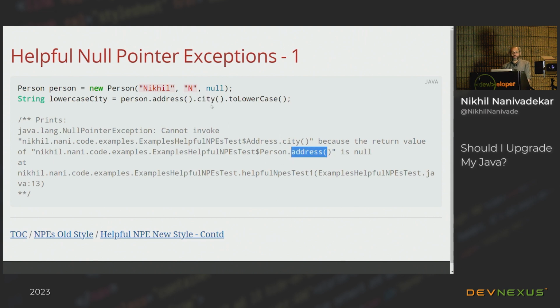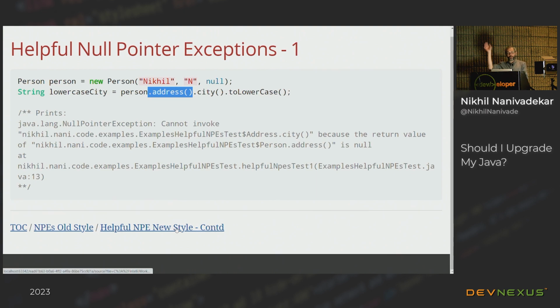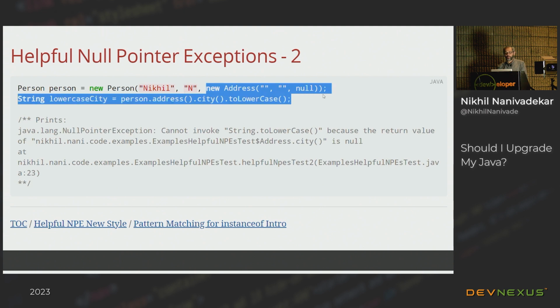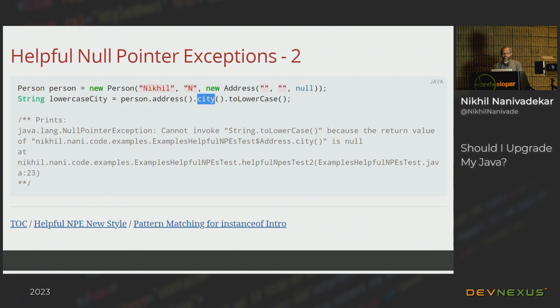So that way it tells me that, hey, this address is null, right? The return of this is null, so go fix that. Now, to extend the same thing, because it's an object within an object, let's say my address is not null, but my city is null. Similarly, it will print out that it cannot invoke string toLowerCase because address.city is null. So I know this is the one that is throwing the null pointer exception, right? And that's pretty cool, and very helpful for us.